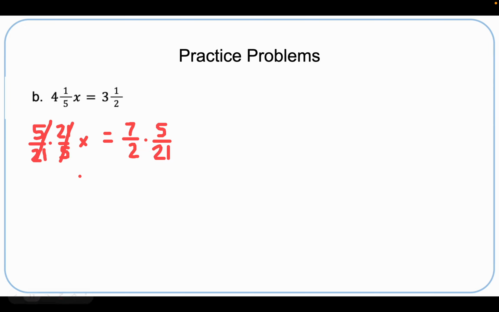Fractions cancel here. We have x equals, and then we can factor out a 7 right there and here. So now we have 1 times 5 over 2 times 3. So x equals 5/6.